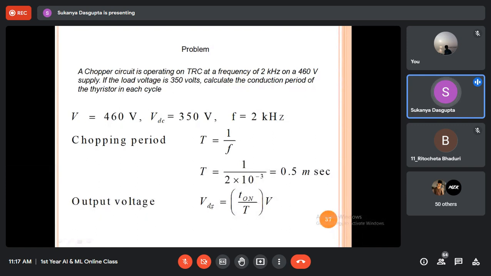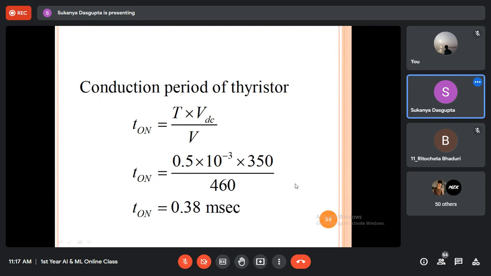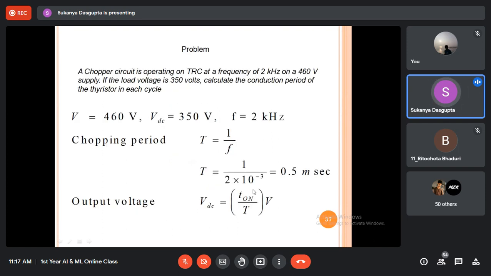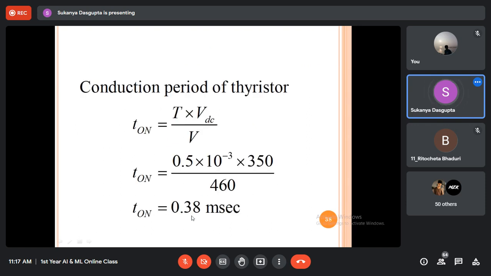So output voltage is simply D times VS. So D can be calculated as T on by T. This is T. So you can calculate T on from this expression, because all the parameters are known except T on. So T on can be calculated as 0.38 millisecond. Is it clear to everyone?